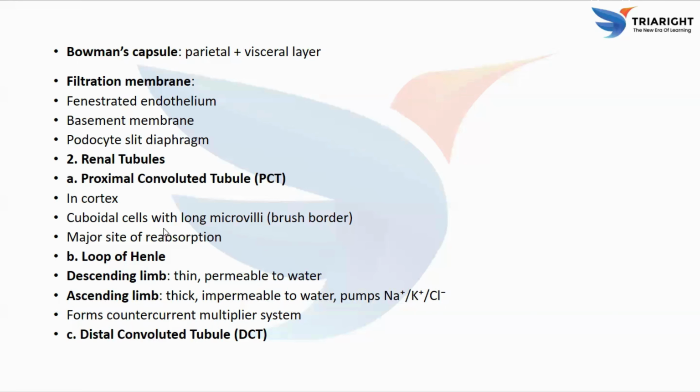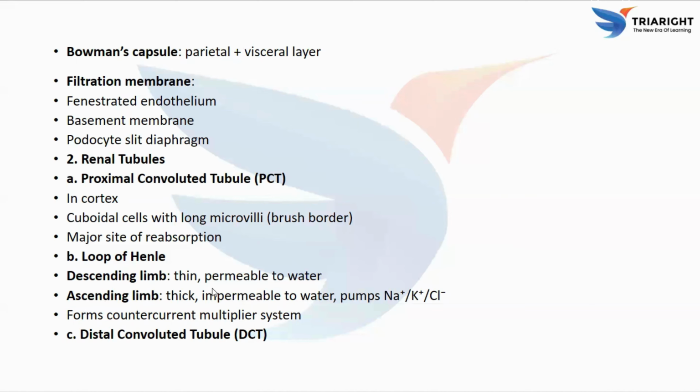So what are the substances that PCT secretes? H plus ions, drugs and also toxins. So PCT is also called the recycling center of the nephron because it reabsorbs most of the useful substances back into the blood. And the second renal tubule is the loop of Henle.